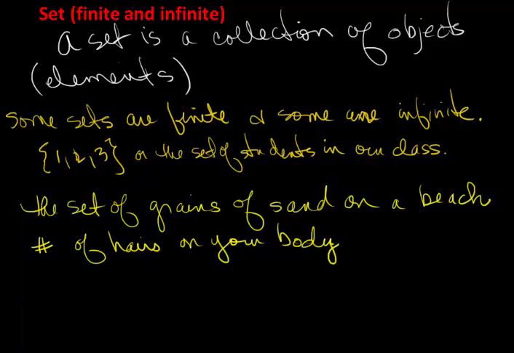Well, we don't know how to count that. We know that at any given moment, there's a finite number of them. We don't have an infinite amount of hair on our bodies, but it's a very large number, and we don't know how to count it. So finite sets can be very, very large, or they can be small.